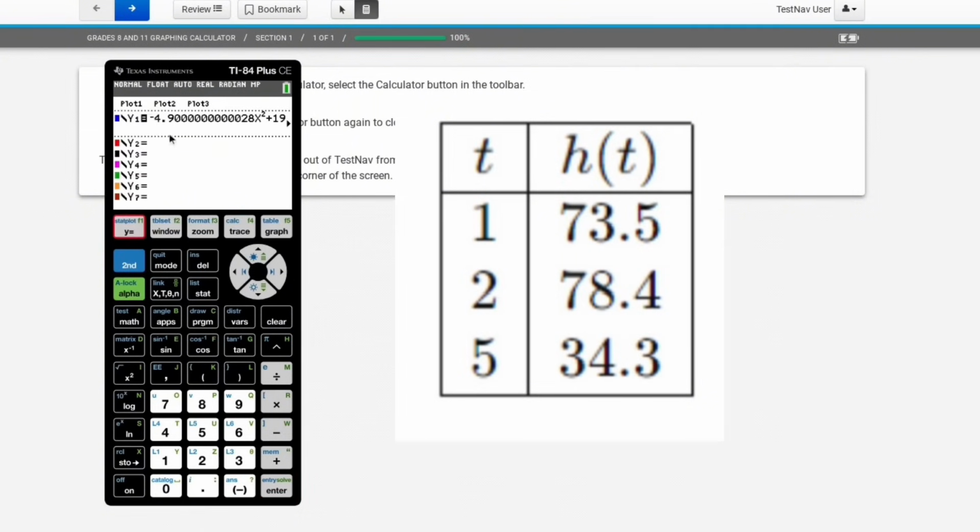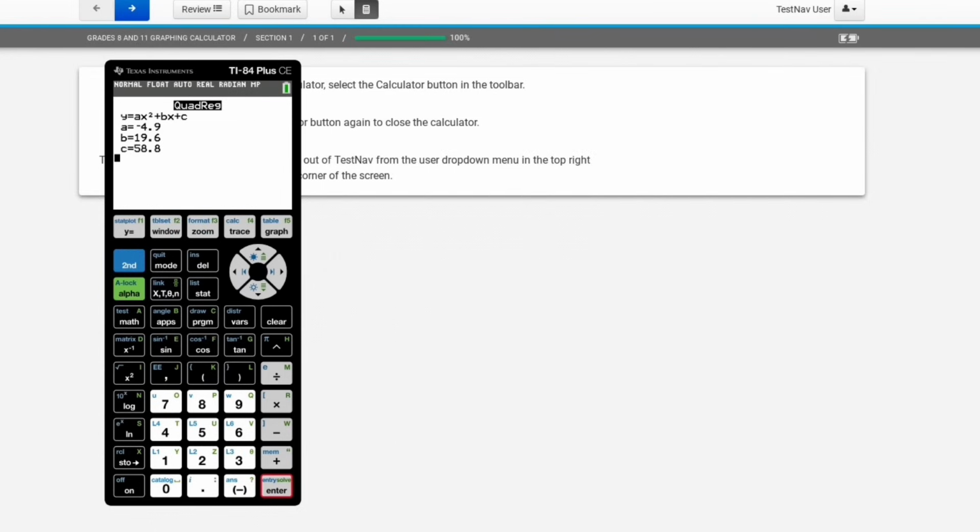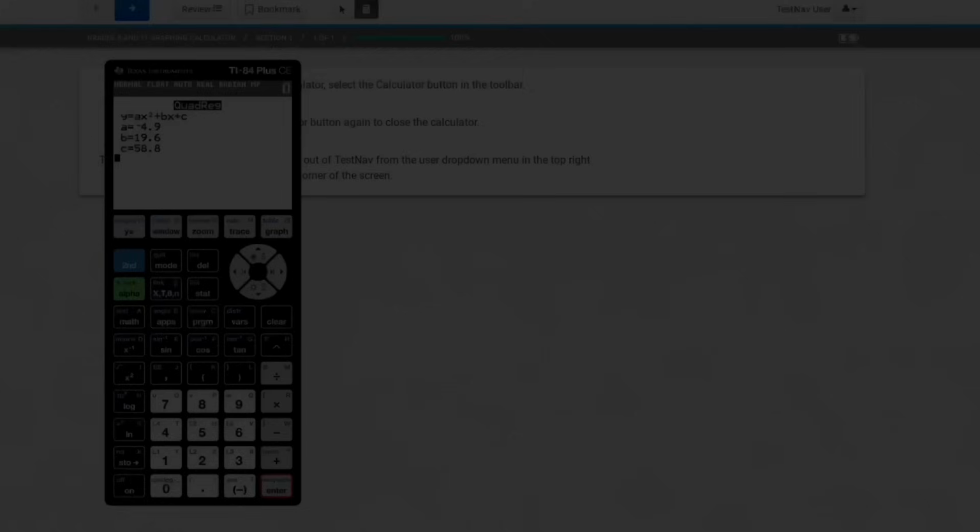It's a mess, but negative 4.900000 is basically the same thing as negative 4.9. So negative 4.9, 19.6, C is 58.8, and it gives it to us quite nicely. So that's all we have to answer it. We just have to say what A, B, and C is. We don't have to build the equation ourselves. So let's go back and do that.